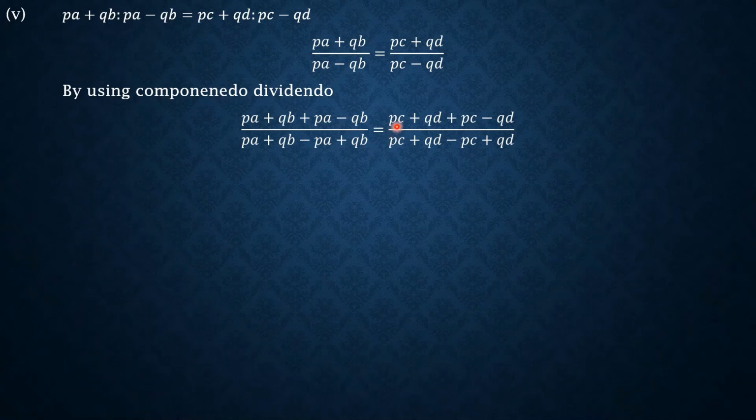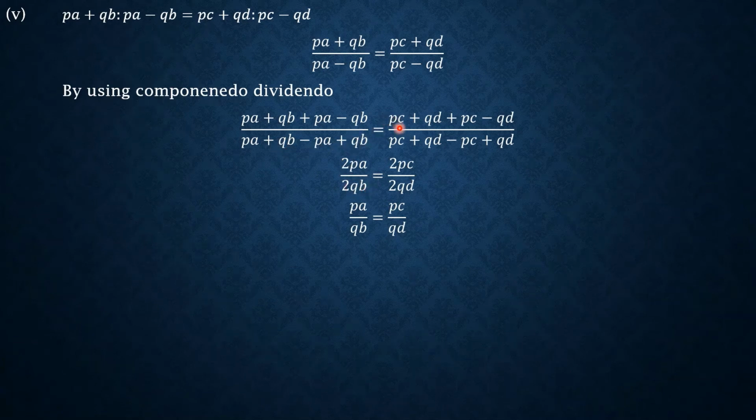This equal to same case on the right side, that is PC plus QD plus PC minus QD divided by PC plus QD minus PC, and minus into minus QD will give us plus QD. Now cancel the terms with opposite sign, that is QB and minus QB, and add PA plus PA will give us 2PA. Now come to the denominator, PA minus PA will be cancelled by each other, and we have QB plus QB equal to 2QB.